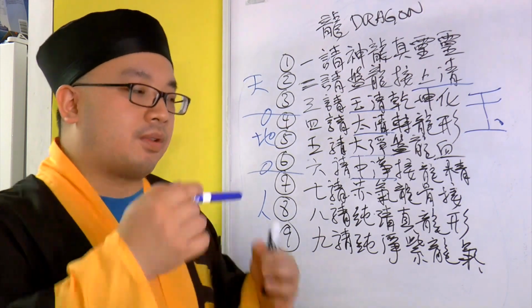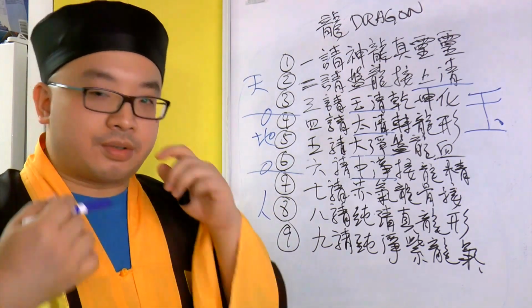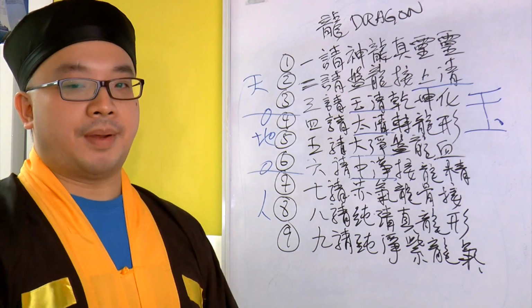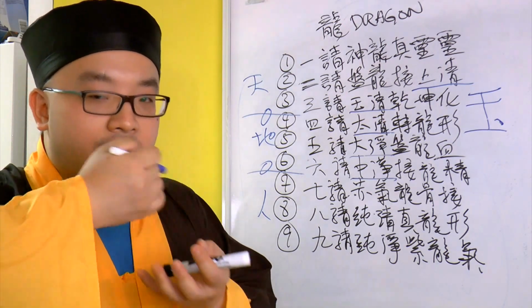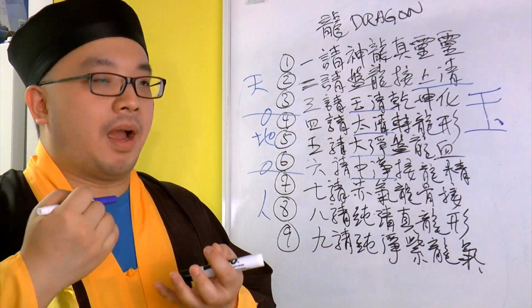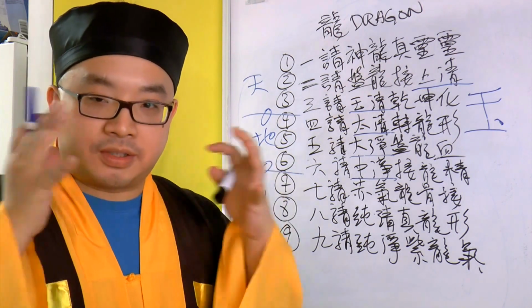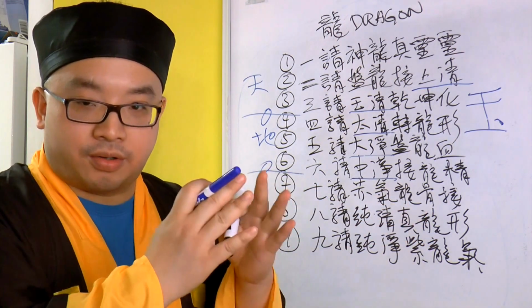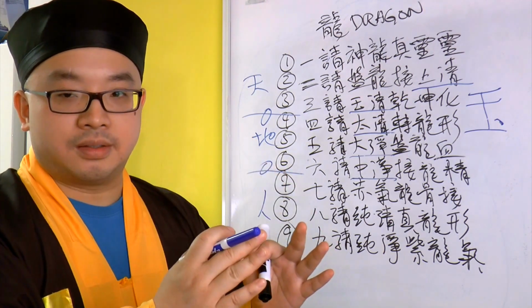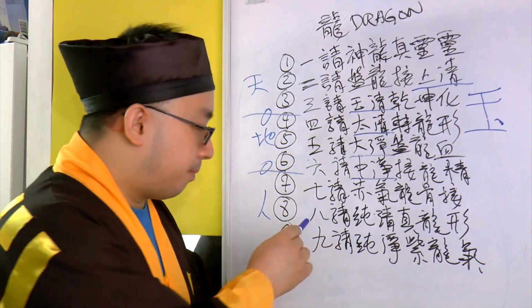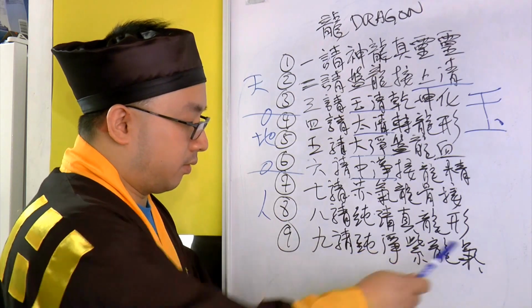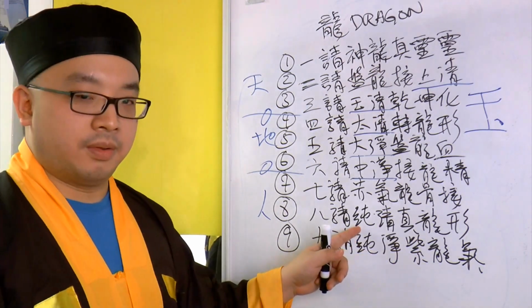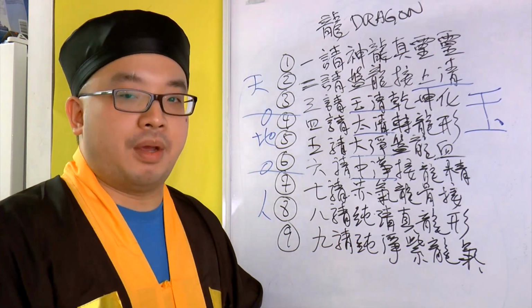Just like saying when you try to eat, the structure is first pick up, put down. There's a structure. This is the bone of the dragon, the structure of the dragon, how to eat. Alright? 八請純清真龍形. Now this word 純, usually people get it as pure.